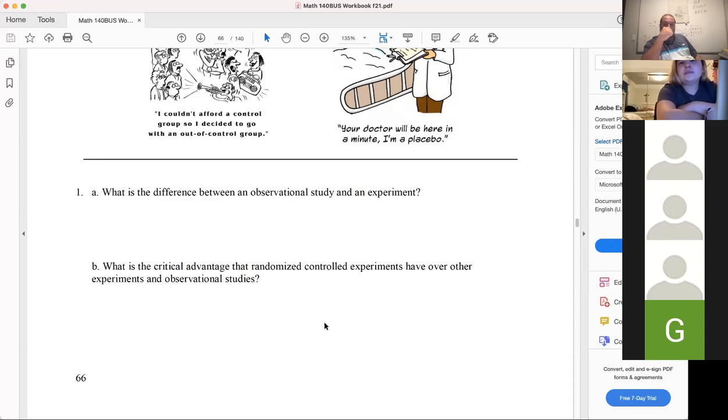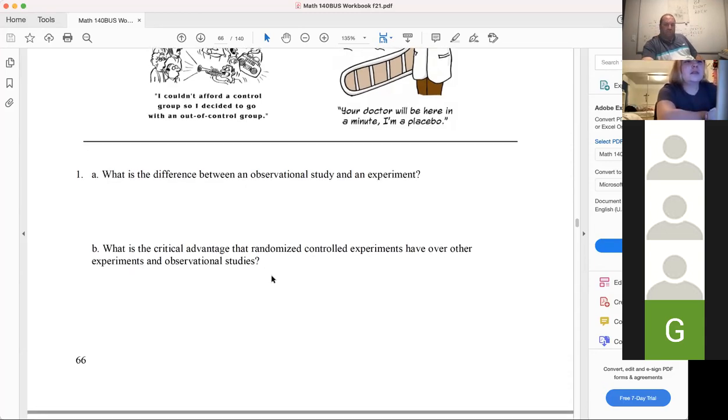B, what is the critical advantage that randomized controlled experiments have over other experiments and observational studies? I think one of the advantages to a controlled experiment is that you'll give it more attention because you want a certain outcome. Well, let's assume that you, as a statistician, are being ethical and giving the same attention to each. There's still a huge advantage that randomized controlled experiments have over others.